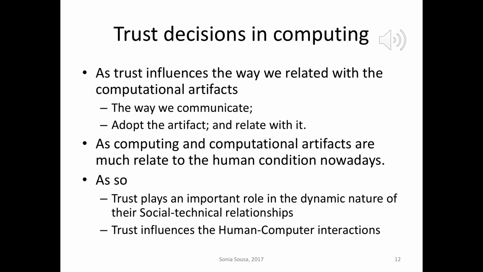Regarding our trust decisions in computing, trust influences the way we relate with these computational artifacts, the way we communicate, the way we adopt the artifact, and the way we relate with it. As I said before, computing and computational artifacts are much related with the human condition nowadays. As such, trust plays an important role in the dynamic nature of these socio-technical relationships, as it influences the way we interact with the computer.